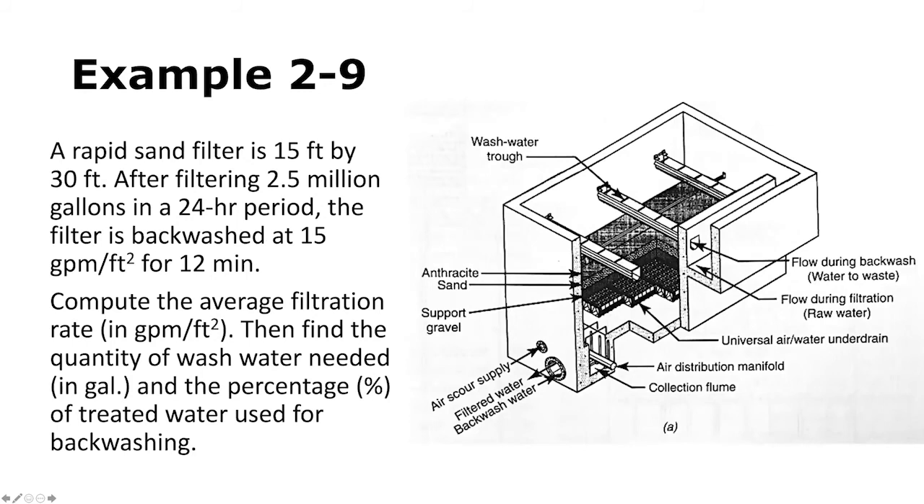Let's do an example problem. Suppose we have a rapid sand filter that's 15 feet by 30 feet in dimensions. After filtering 2.5 million gallons over a period of 24 hours, the filter is backwashed at 15 gallons per minute per square foot for a time of 12 minutes. For this example problem, I want you to compute the average filtration rate in gallons per minute per square foot, and then figure out how much wash water is needed in gallons and what percentage of treated water would be required for backwashing.